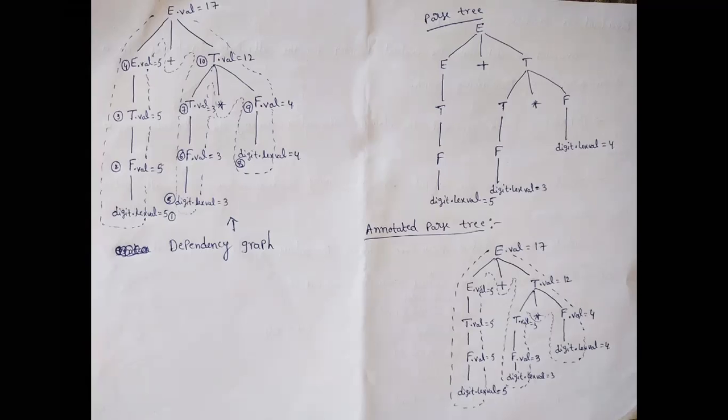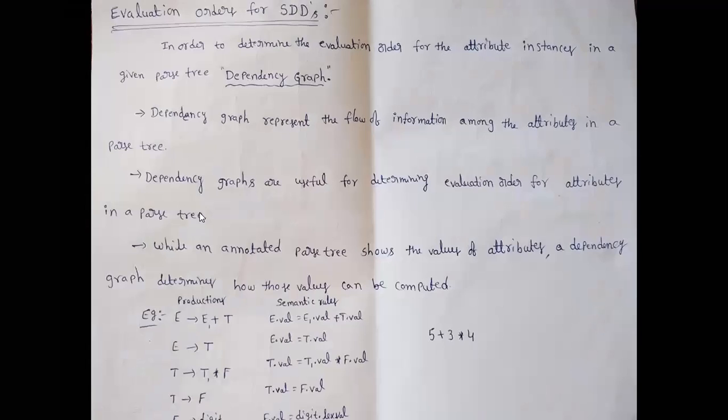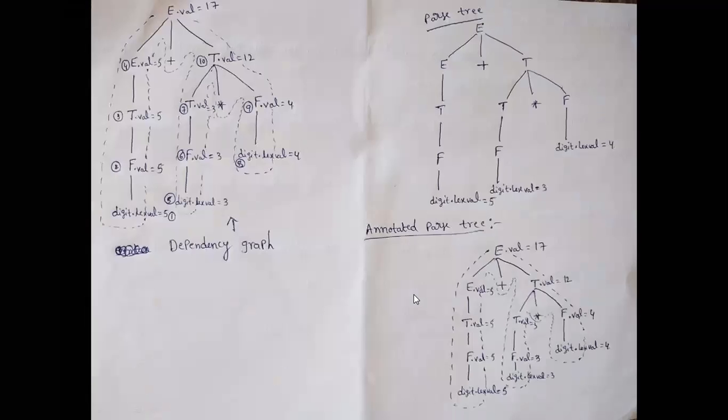So what is the third advantage of a dependency graph? While an annotated parse tree stores the values of attributes, a dependency graph determines how those values can be computed. It tells how those values came about. Here there is 5; how did this 5 get here? This is the value computation. How did the computation happen? We specify its order, so it is called a dependency graph. So the evaluation order for SDD by using dependency graph.